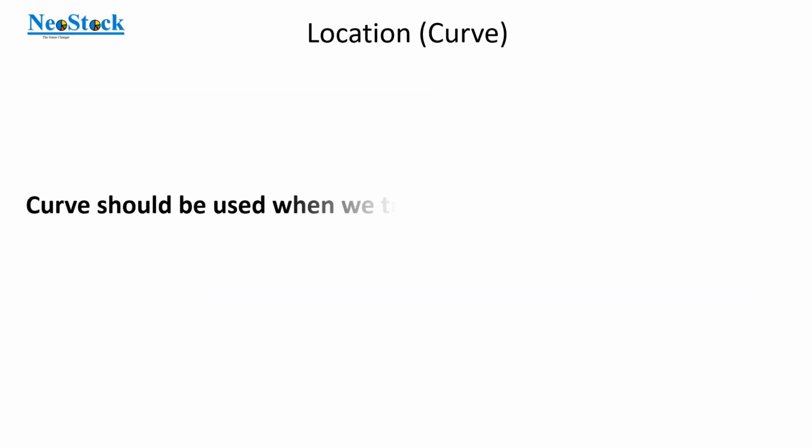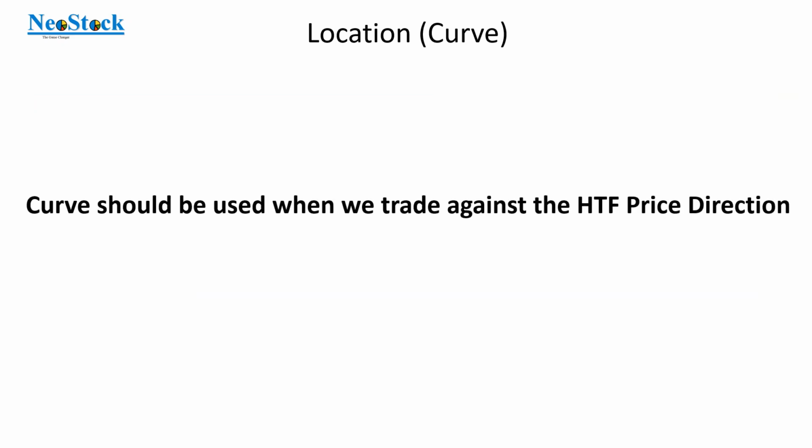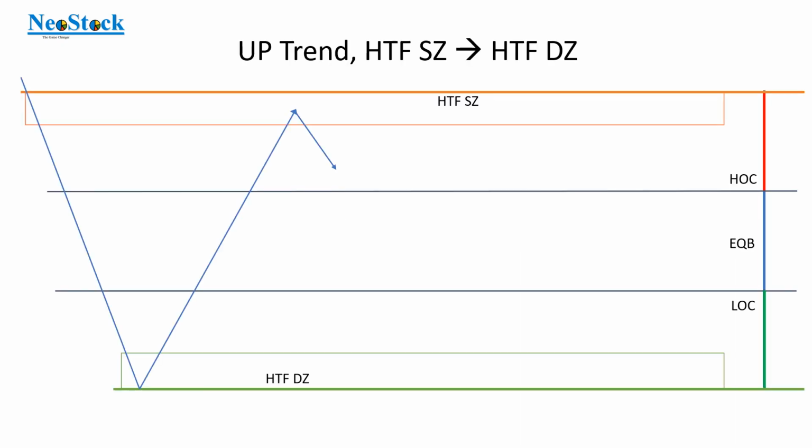So for that you need to understand the curve should be used when trading against the HTF price direction. Always the curve is important when you want to trade against the HTF price direction. Now HTF price direction is against. Why against? Now prices are moving from the supply zone to the demand zone. Which supply zone? HTF supply zone to HTF demand zone. They are moving now. So when prices are moving against long opportunities, can we take a trade? That is what it means.